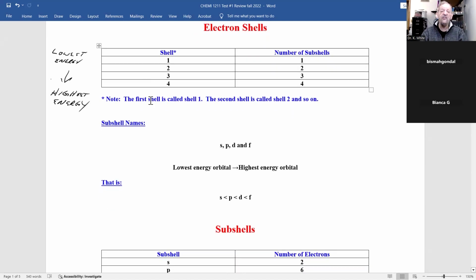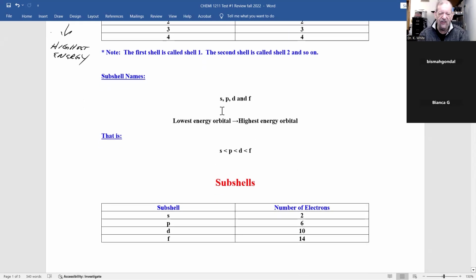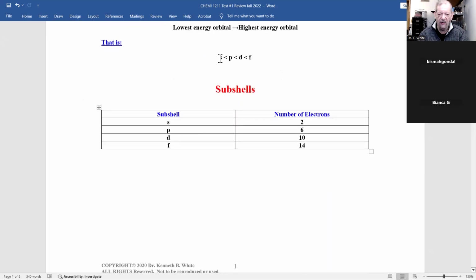Now, when we look at subshells, say that 5 times quick, they have the letter names S, P, D, and F. And S is the lowest, F is the highest. Here's another way of saying that. S is the lower energy, less than P, D, and F.